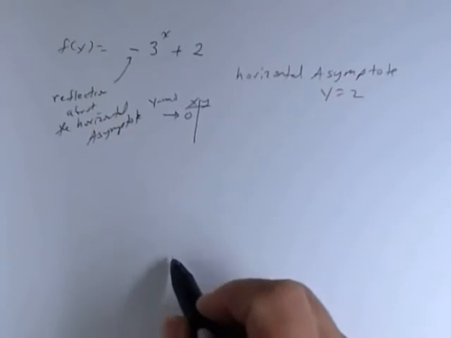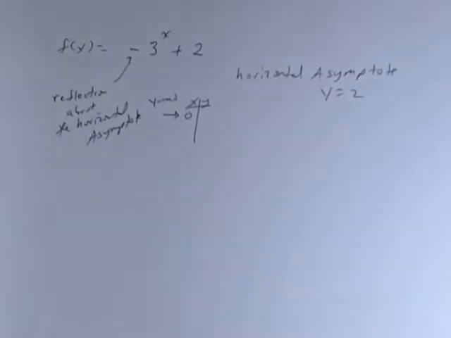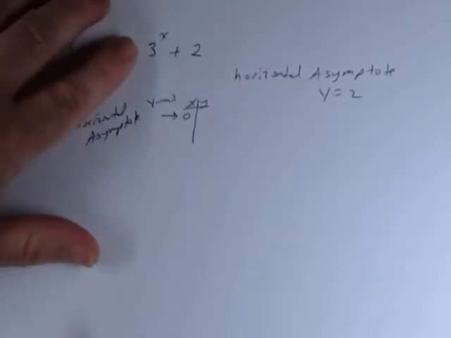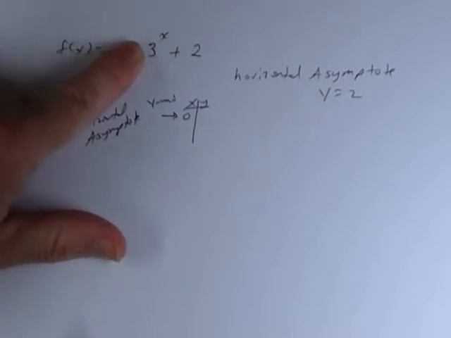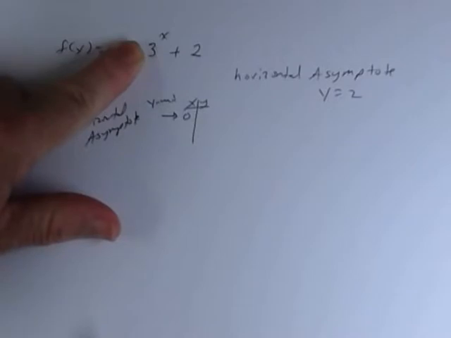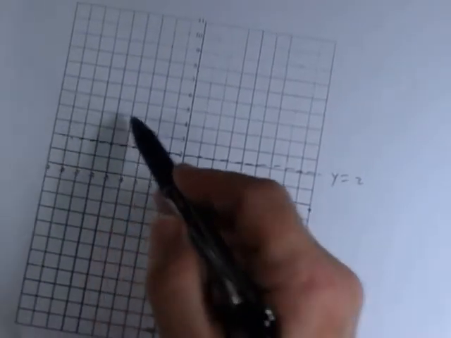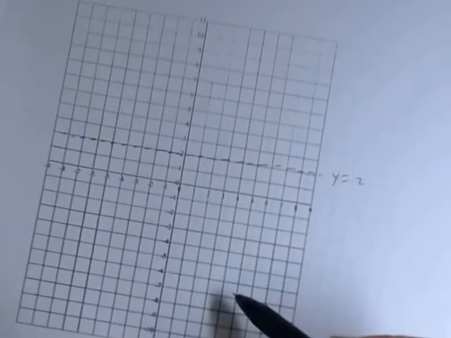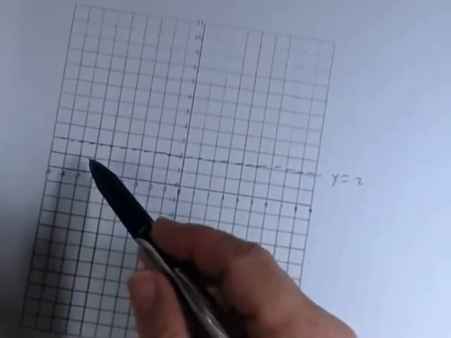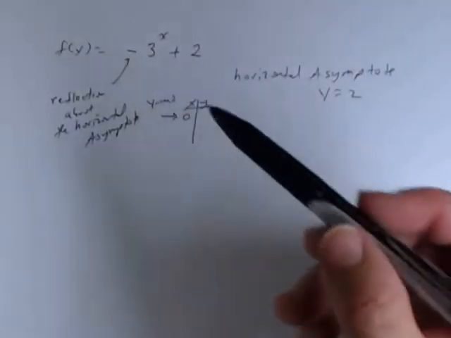Okay, now if that negative wasn't there, think about this for a moment: would this function be increasing or decreasing? If the negative wasn't there, it would be increasing because your base is 3. But the negative is a reflection, so instead of increasing when reflected, it does what? Decrease. Very good. It's actually decreasing because of the reflection.